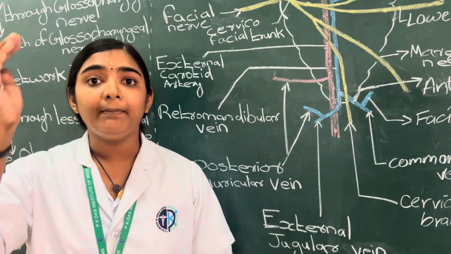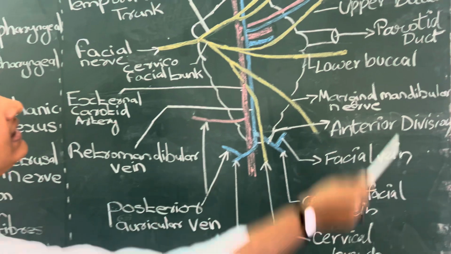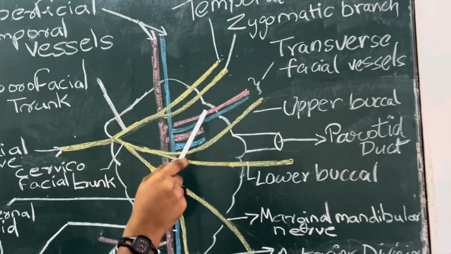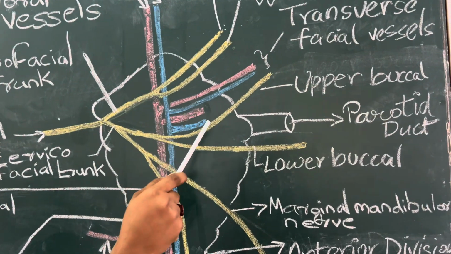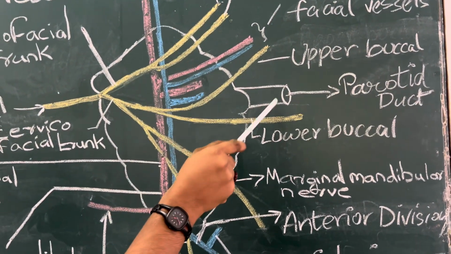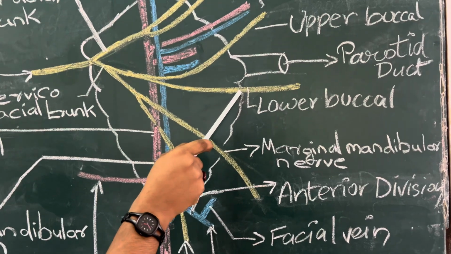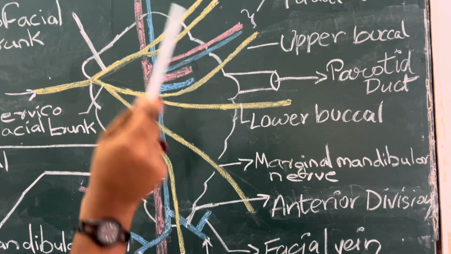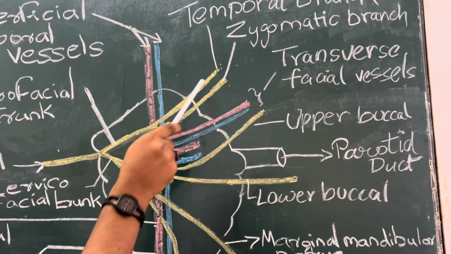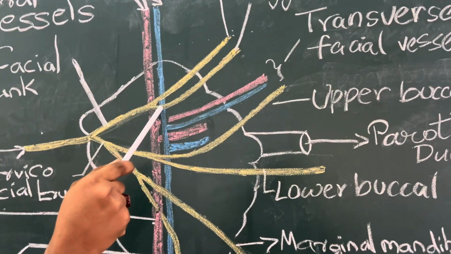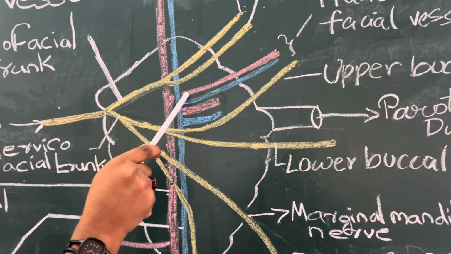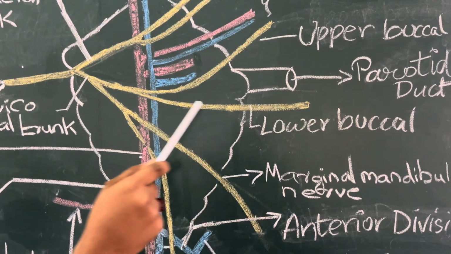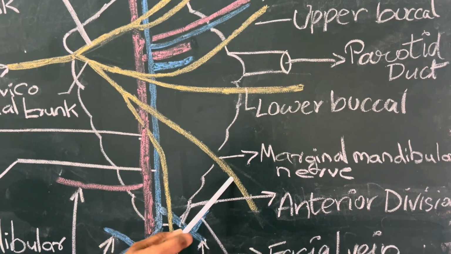Which are they? From above downwards, they are the temporal branch of facial nerve, zygomatic branch of facial nerve, transverse facial artery, upper buccal branch of facial nerve, parotid duct, lower buccal branch of facial nerve and marginal mandibular nerve. Again repeating, from above downwards: temporal branch, zygomatic branch, transverse facial artery, upper buccal branch, parotid duct, lower buccal branch, marginal mandibular nerve.